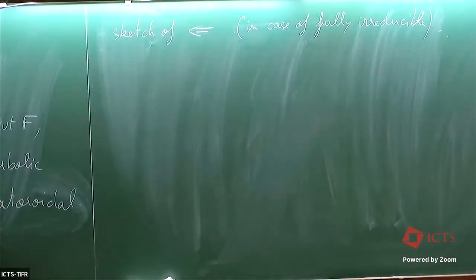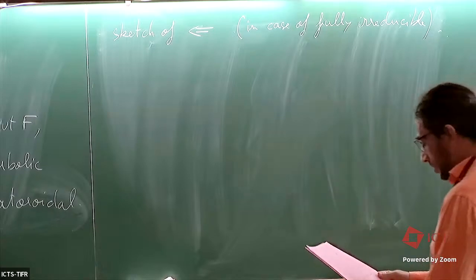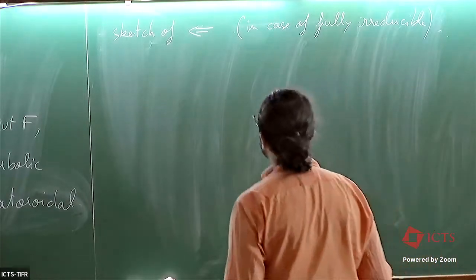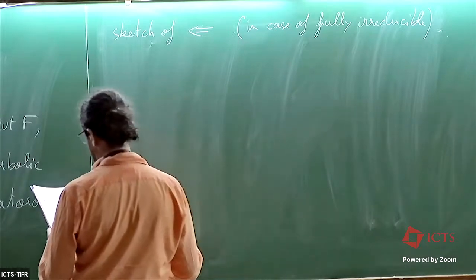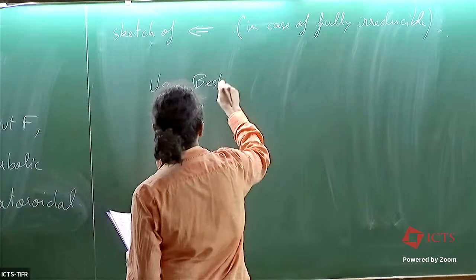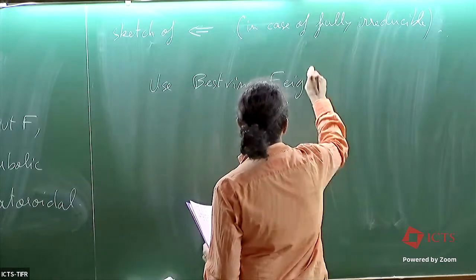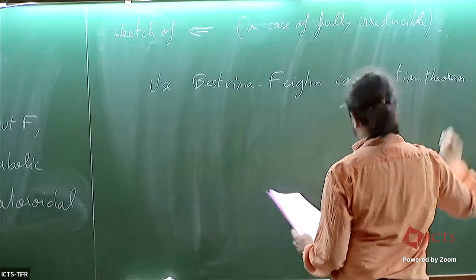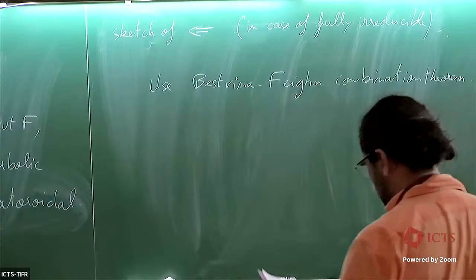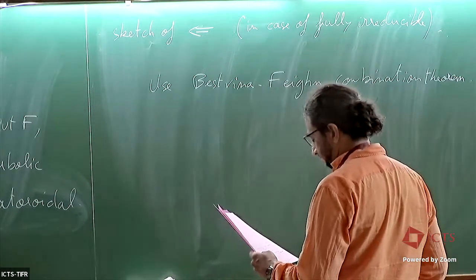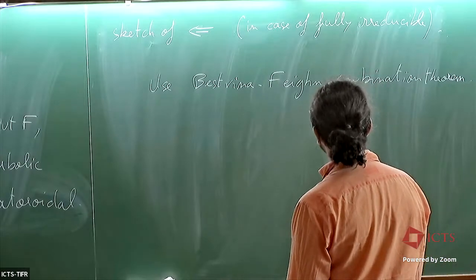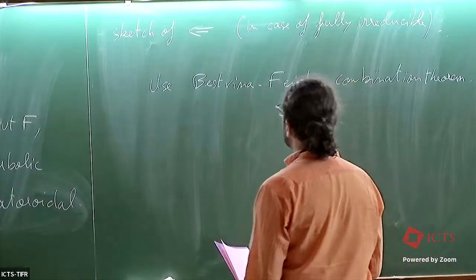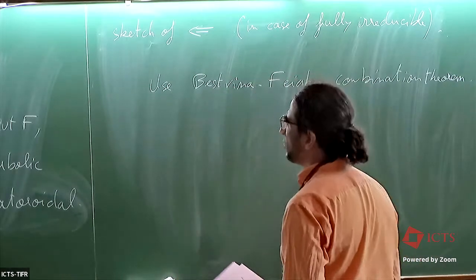And how to show that a group is hyperbolic? Well, we have some criteria and combination theorems that explain when constructions give hyperbolicity. And there is a very useful combination theorem, the Bestvina-Feighn combination theorem. Let's say a particular case of it.